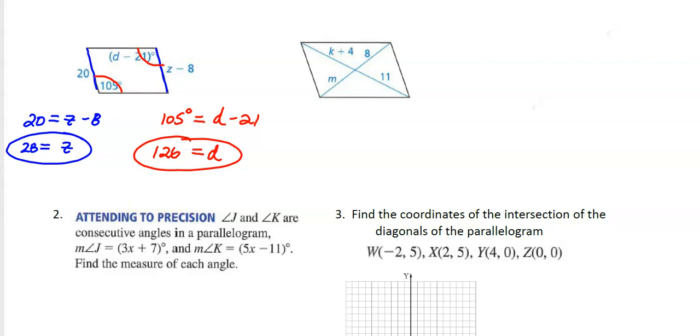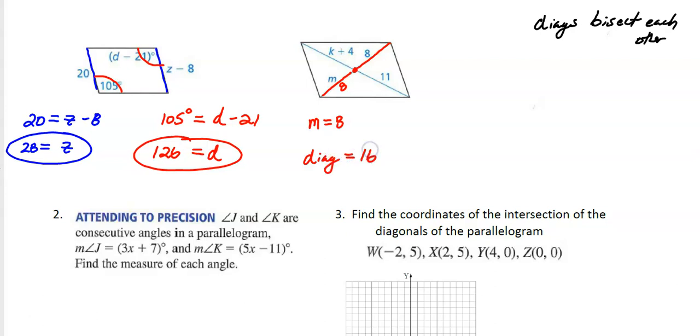All right, now we get into another feature of parallelograms from the video notes: the diagonals bisect each other. They cross at a midpoint. Using that fact, I know that if this segment is 8 and this is a midpoint, this segment also has to be 8. So m equals 8. Notice that the total length of the red diagonal is 16.